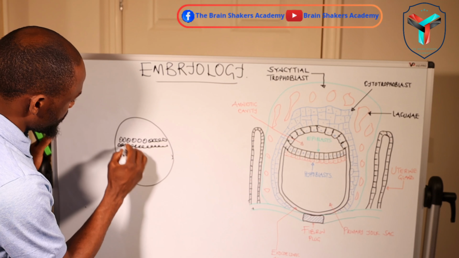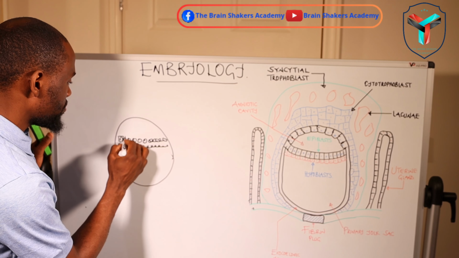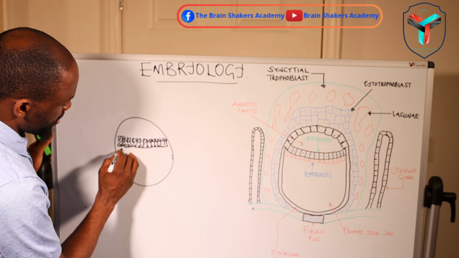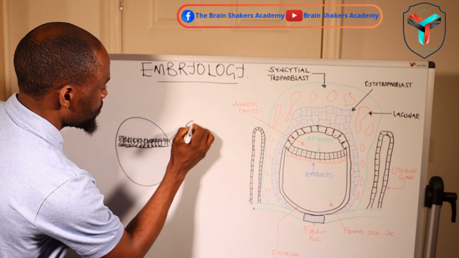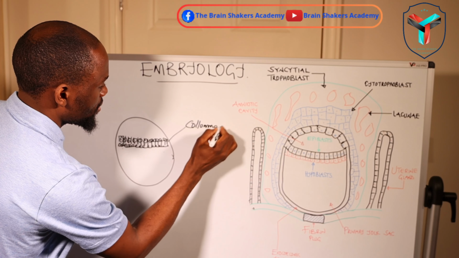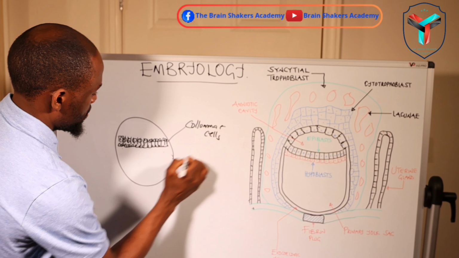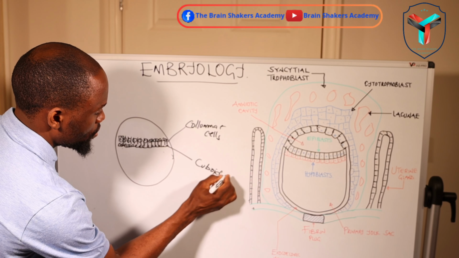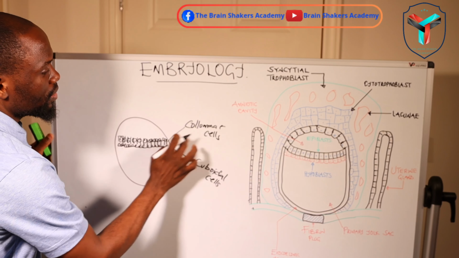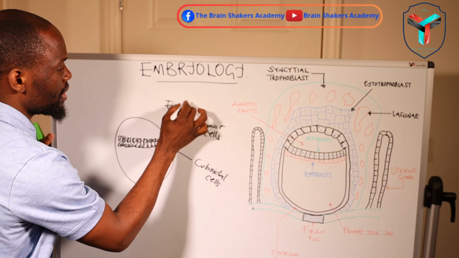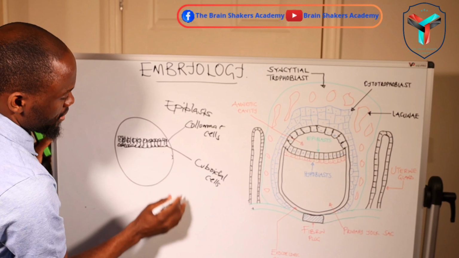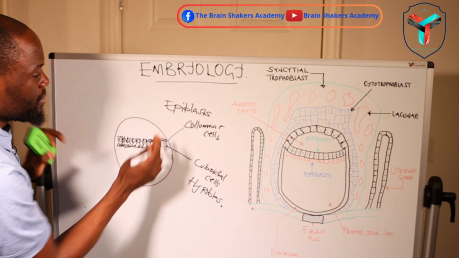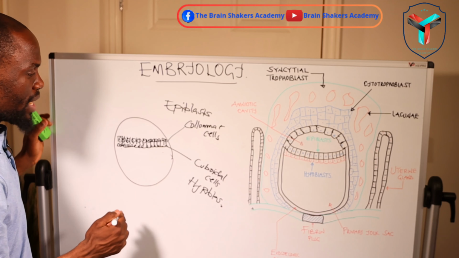So these cells form around this region, and the ones that form on the upper part are going to be more columnar than the ones that appear on the bottom. So on the upper part, you have columnar cells, and on the bottom part, you're going to have what we refer to as cuboidal cells. The columnar cells are what we call the epiblasts. The cuboidal cells are what we call the hypoblasts. So epi is on top, hypo is just right below.